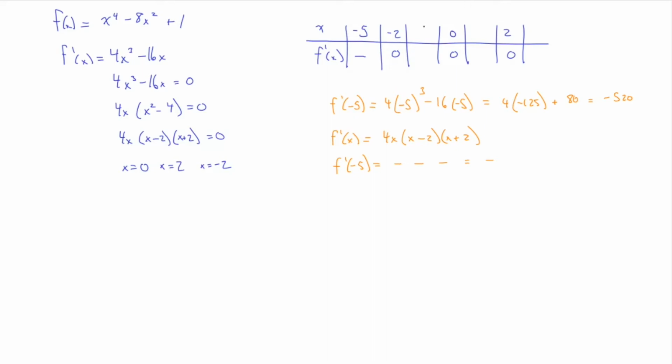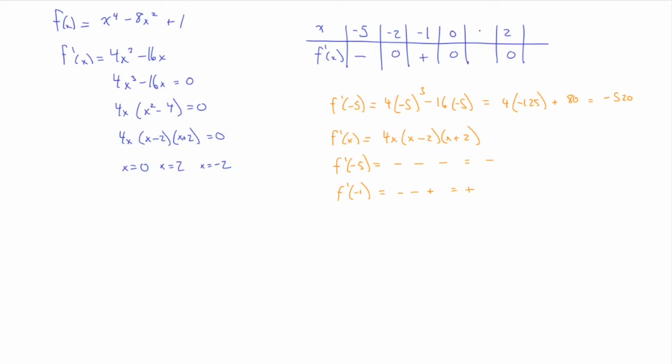Okay, let's pick some value between negative 2 and 0. Negative 1 seems like a reasonable choice. And we can compute f prime of negative 1 the same way. I don't need to know the exact value of f prime of negative 1. I just need to know whether it's positive or negative. Well, 4 times negative 1 is negative, and negative 1 minus 2 is negative, and negative 1 plus 2 is positive. And a negative times a positive is positive, and so we get that the derivative at negative 1 is positive.